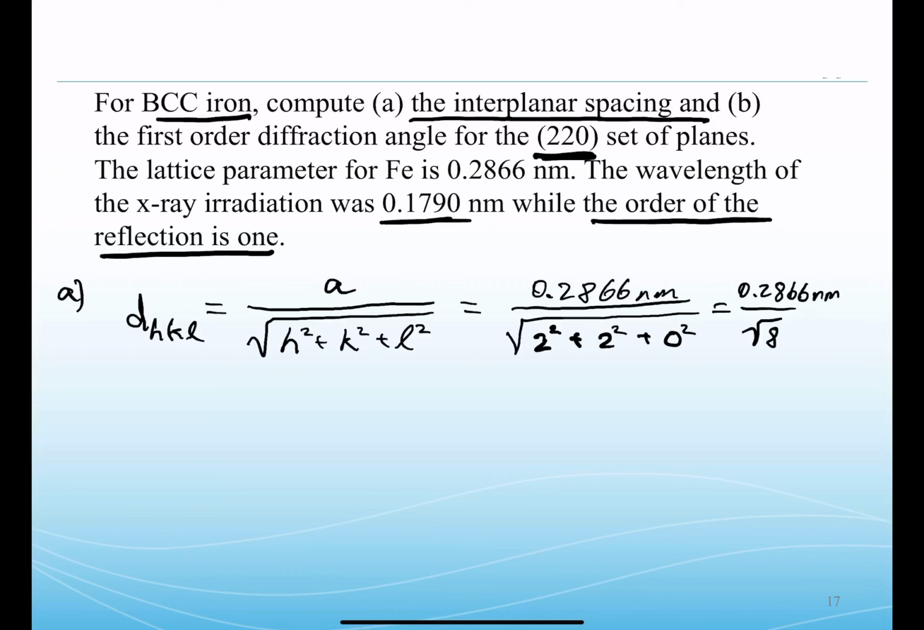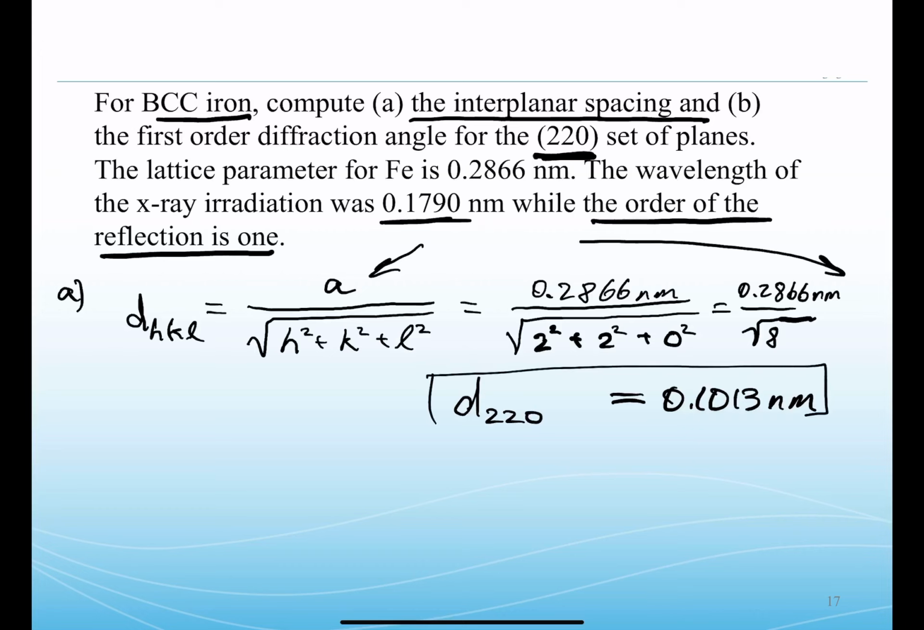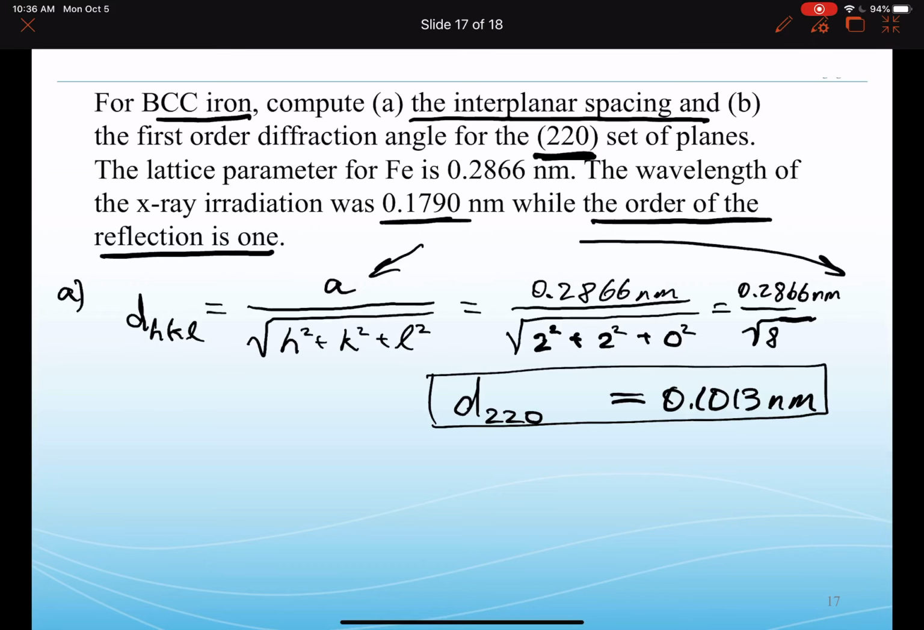0.2866 nanometers. So notice that I've been able to just work with nanometers directly in the numerator, and I'm going to inherit an answer here that's in nanometers because our denominator is unitless. And so after doing this, you should find an answer of approximately 0.1013 nanometers as the distance between 220 planes. Good. Okay, and then we're asked to find the diffraction angle. Okay, so let's tackle that part next.